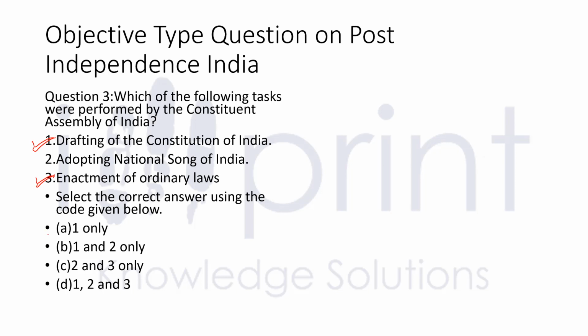And if you look at the choices, choice A is 1 only, B is 1 and 2, C is 2 and 3, and 1, 2, and 3 is the only other choice we have. So with that, the answer becomes D. Now, this is a very interesting thing, I would say. Despite the fact you did not know whether the Constituent Assembly adopted the national song, you now actually know that yes, they did.